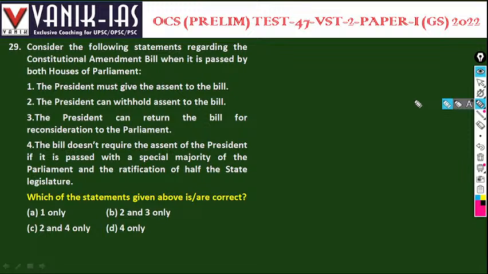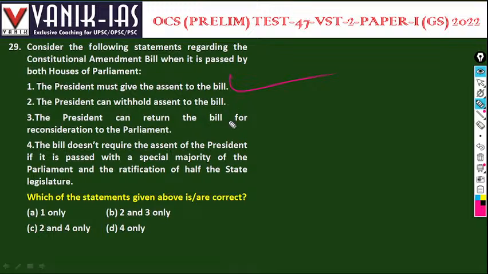Consider the following statements regarding the constitutional amendment bill when it is passed by both the houses of Parliament. The president must give the assent. Yes, the president cannot return the bill, as with the 24th constitutional amendment. The money bill and the constitutional amendment bill, the president cannot return. So he must give the assent to the bill. The president cannot withhold the assent.